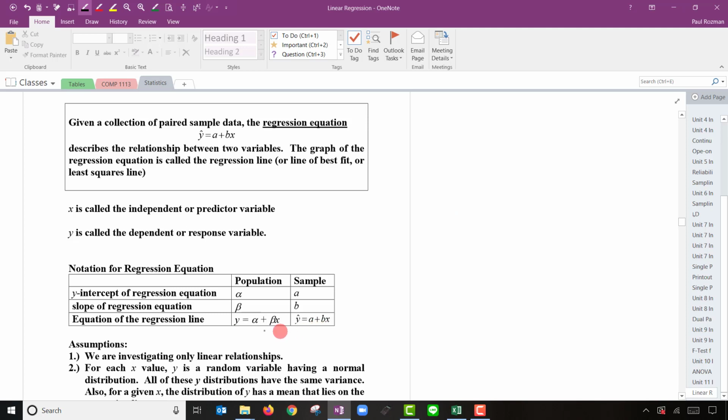Using the notation here, we'll use Greek letters when we have a population, and then we'll use our English letters when we have a sample. We'll let b and beta equal the slope of the line, and we'll let an alpha be the intercept. Normally we write lines, y equals mx plus b. In stats, we write it slightly different. The a is the intercept and the b is the slope. It's a plus bx.